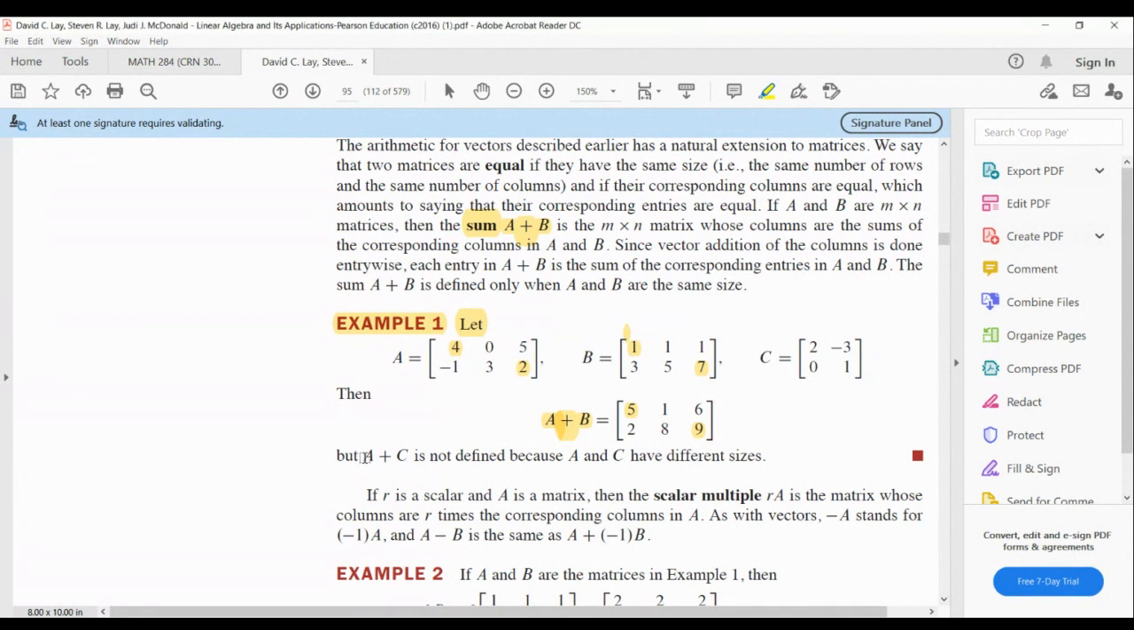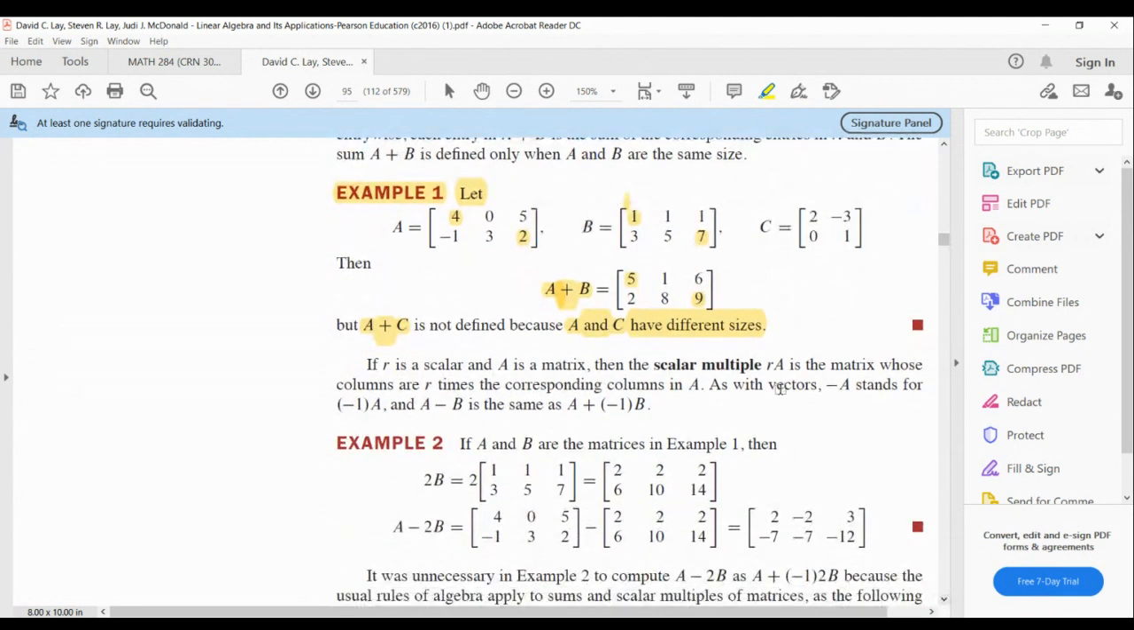Okay. Well, they note here that A plus C is not defined because A and C are different sizes. So the matrix C is a 2 by 2 matrix. The matrix A is a 2 by 3 matrix, 2 rows, 3 columns. So you cannot add matrices of different sizes. You can multiply matrices sometimes of different sizes, but you can't add them or subtract them.